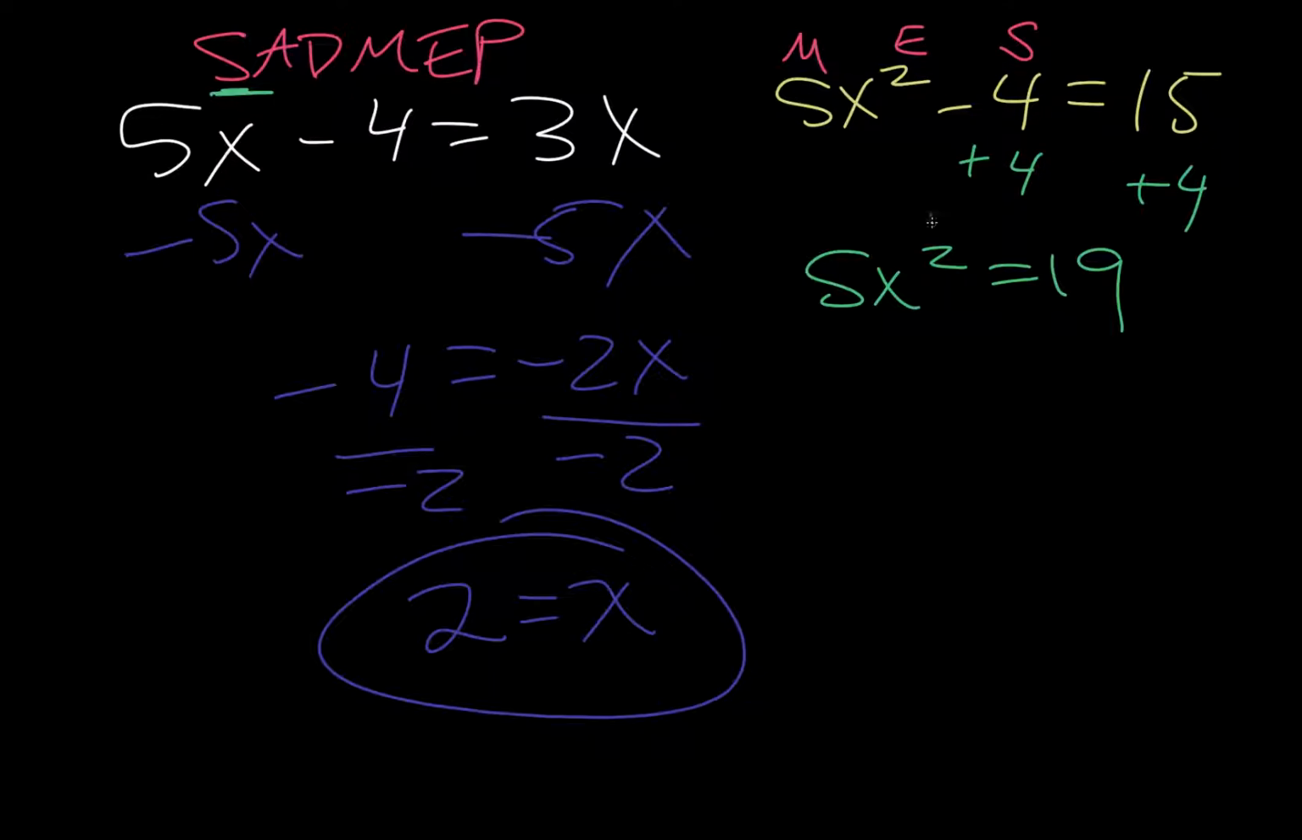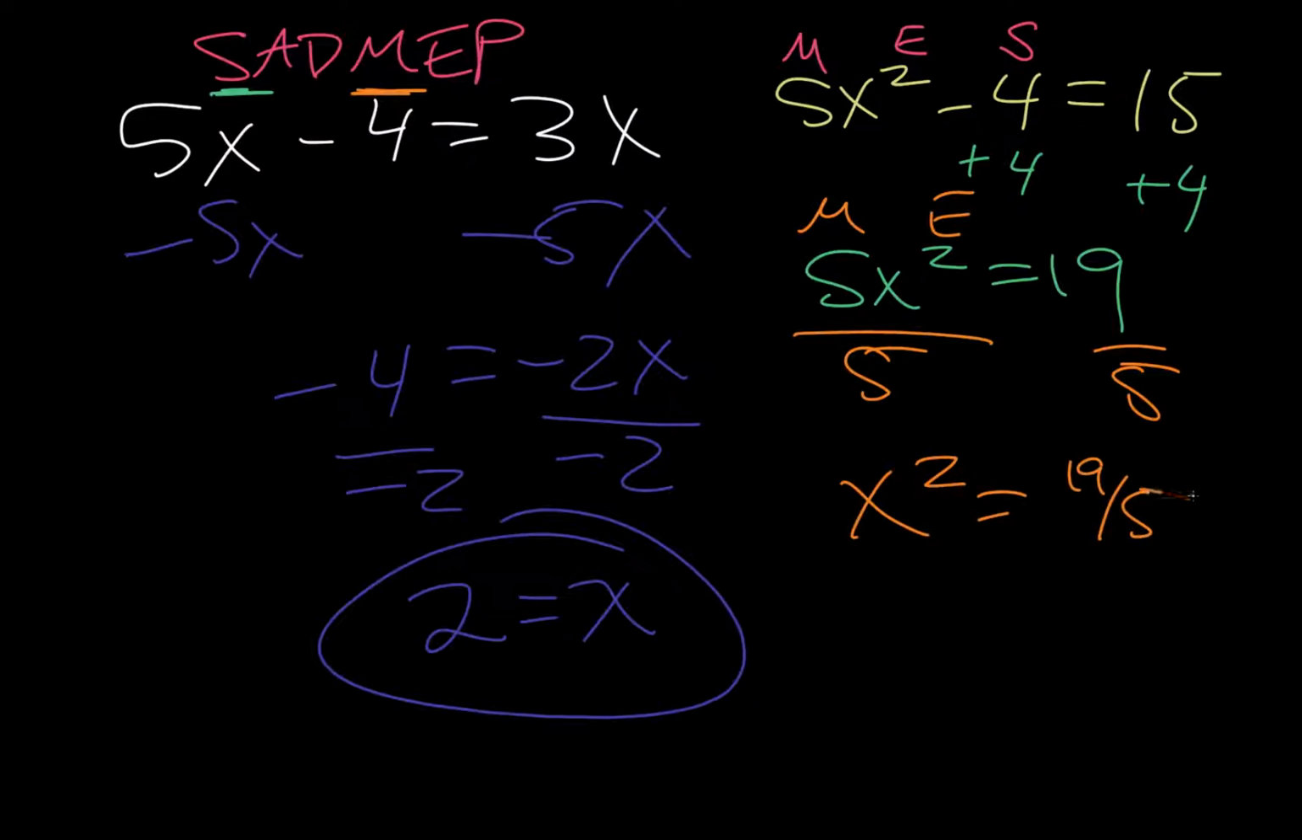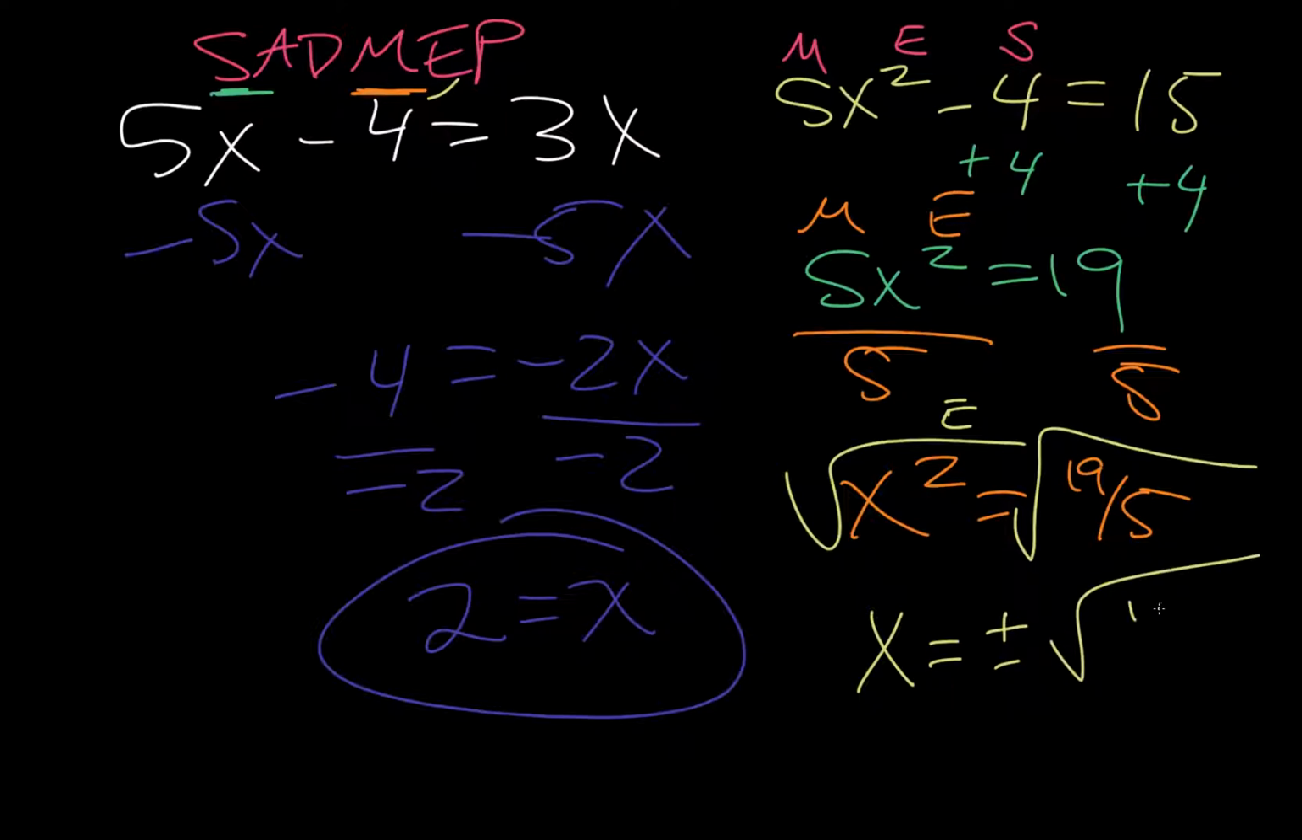Now we have exponent and multiplication. Multiplication comes first. We undo that with division. And we have x squared equals 19/5. And the last thing is we have an exponent. And we square root to get rid of that. So x equals, remember when we introduce a square root into a problem, we actually get 2 answers. And so that's why we have the plus or minus.